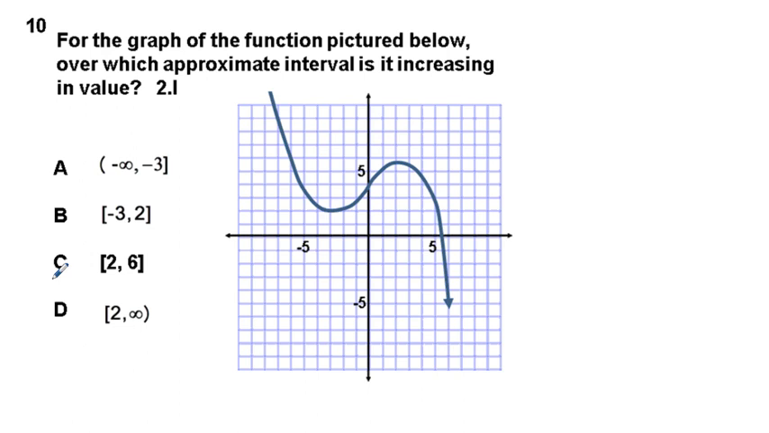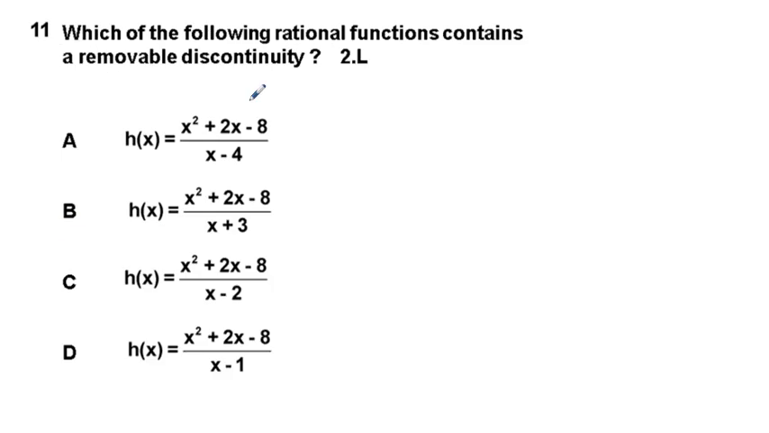10, for the graph of the function pictured below, over which approximate interval is it increasing in value? Well, we can take our minimum here at x equals -3 all the way up to where x is equal to 2. So -3 and 2 are the critical values we're looking at. Only possible choice is B.